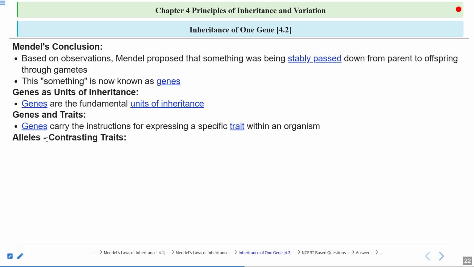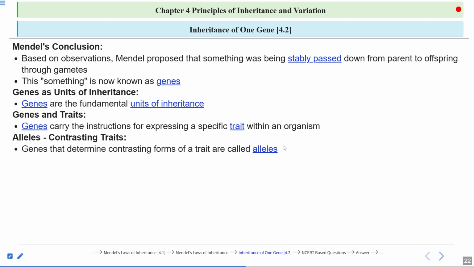Now what are alleles? Alleles control the contrasting traits. What is the simple definition of allele? A different form of the gene. This is known as allele. Genes that determine contrasting forms of a trait are known as alleles. Or simply you can say alleles are different forms of the genes.